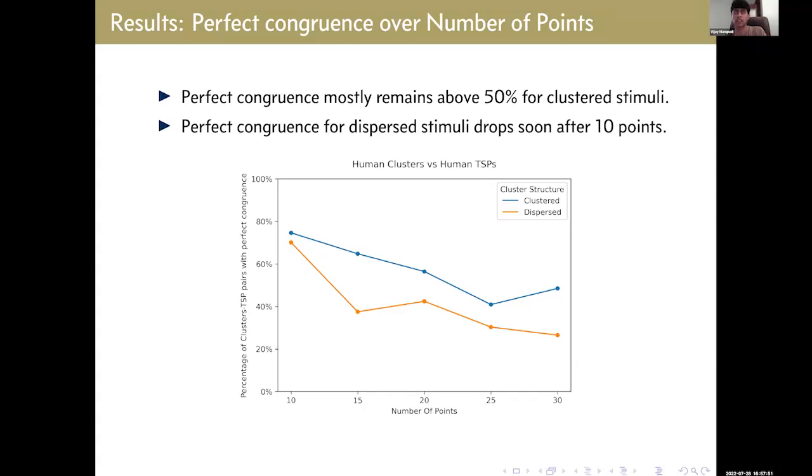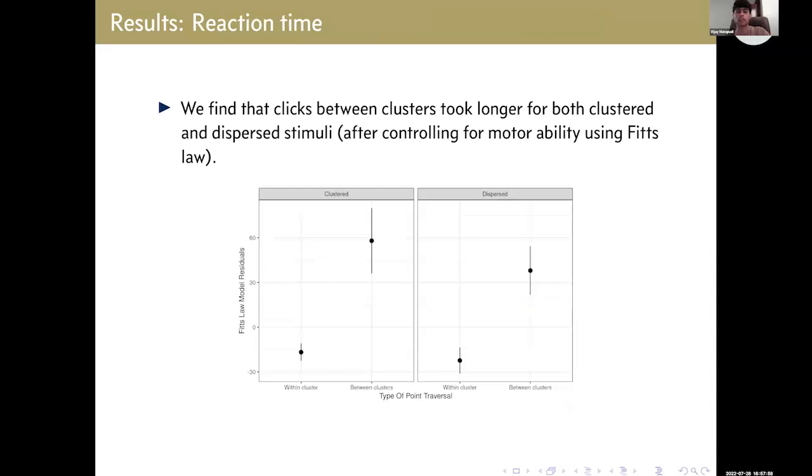And this gives us structural evidence that participants might be clustering to solve the TSP, but we wanted temporal evidence too. So we analyzed the reaction time, or the click time, that participants took to solve the TSP. And we found that clicks between clusters took longer for both clustered and dispersed stimuli. So the residuals of the fitted models, because we control for motor ability, are higher for between clusters compared to within clusters.